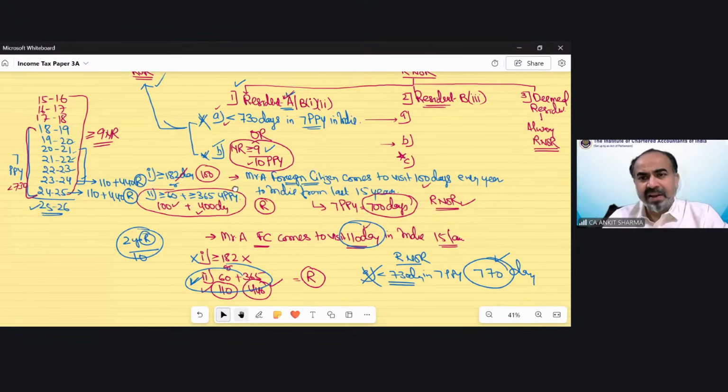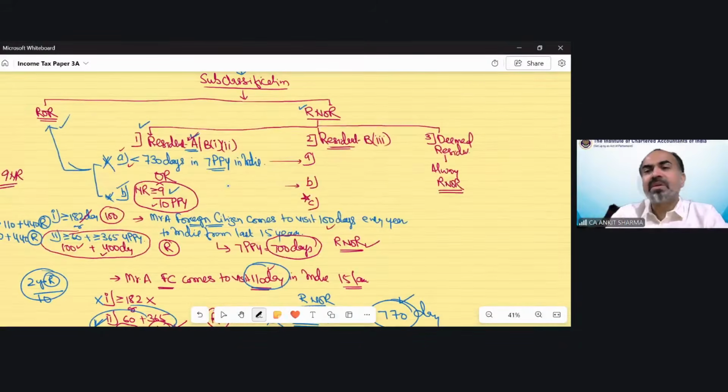Now we are left with the third category of resident in B. You know what the third category is? Category B third point was an individual, citizen or PIO, who comes to India to visit and has more than 15 lakh income from Indian sources. So if the person falls in category B third point, now you need to find out whether he's a resident or non-resident.